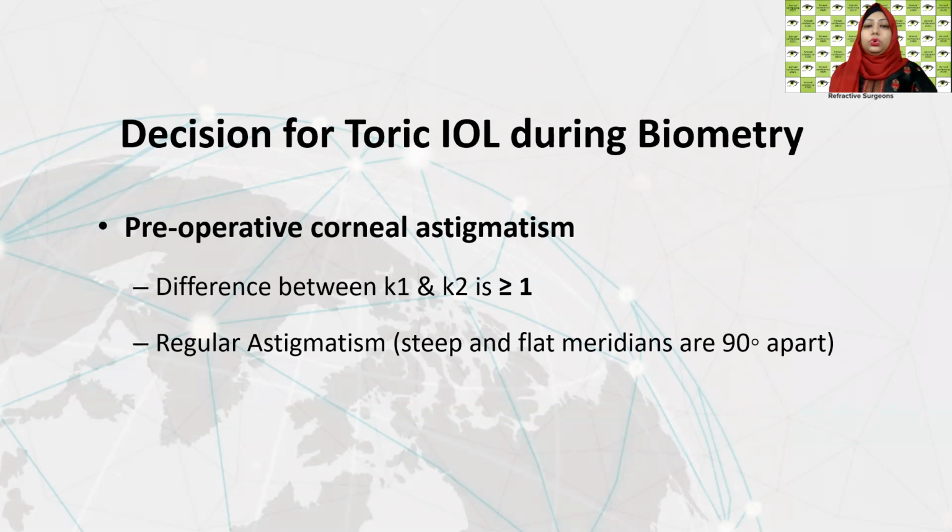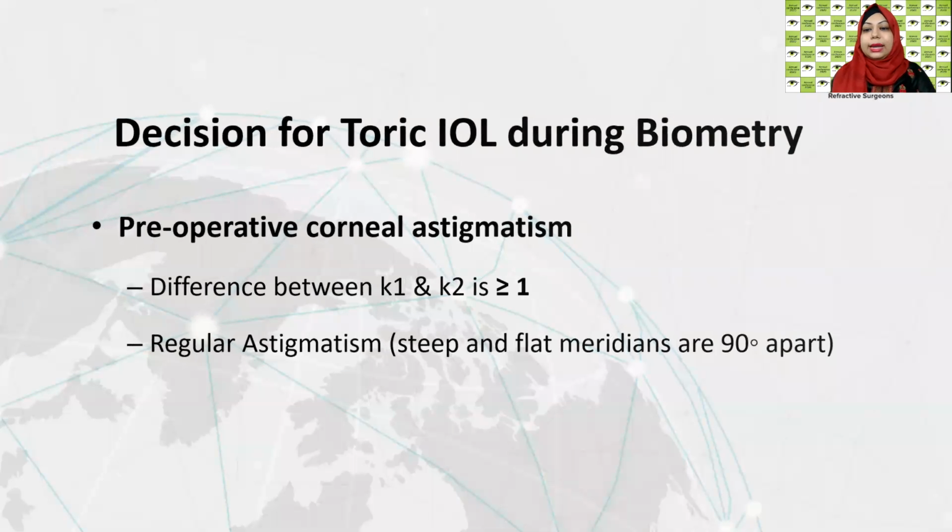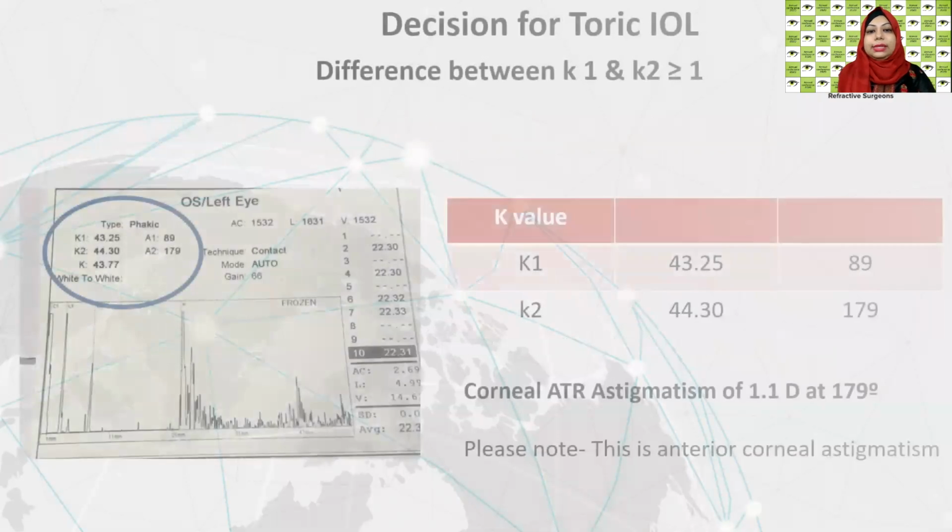So, when do we know that the patient requires toric IOL? Is by seeing the preoperative corneal astigmatism. So, what is that? That is obviously we know is the difference between the K1 and K2. If this is one or more, this patient is definitely a candidate for toric if the astigmatism is regular, that is the steep and flat meridian are 90-degree apart. We will just see an example.